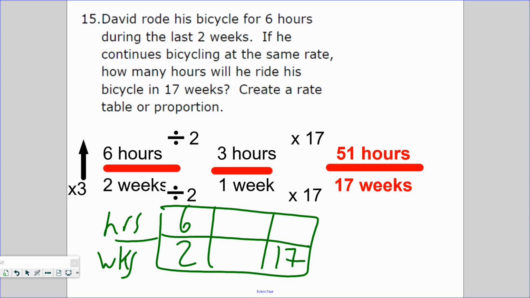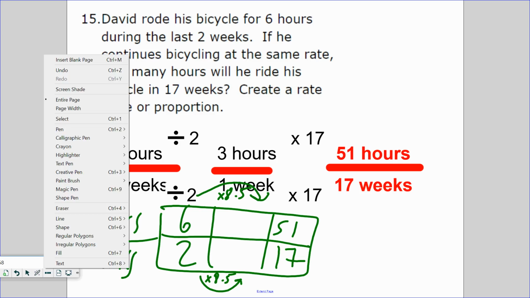There are many ways to solve this. You can do a side-to-side relationship. I have some kids who can do it this way. How many 2's go in 17? 8.5 times. 6 times 8.5 is 51. I have some kids who can do that.